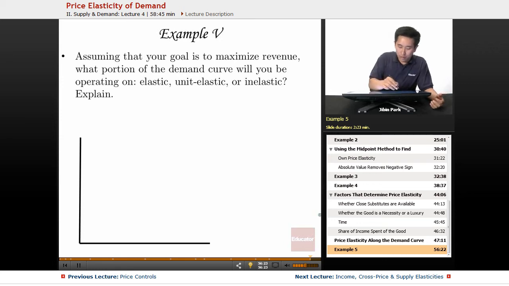So the final example, we're going to look at an application of what we went over here. Assuming that your goal is to maximize revenue, what portion of the demand curve will you be operating on? You have three options. Is it elastic? Is it going to be unit elastic? Or is it going to be inelastic?